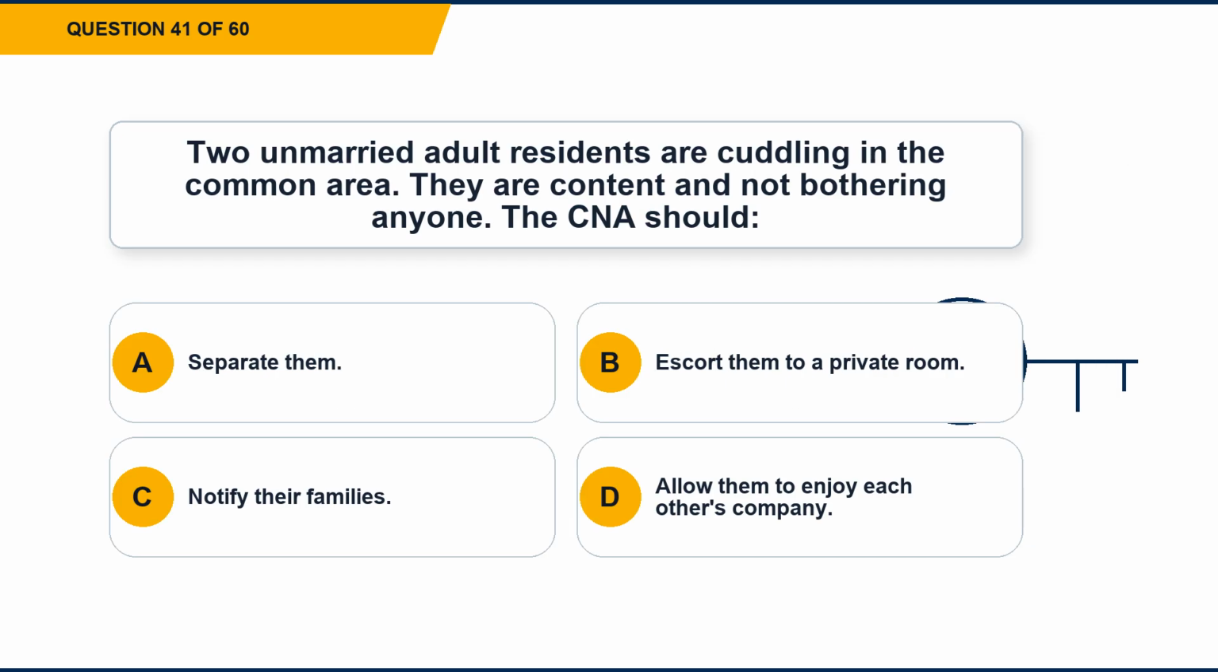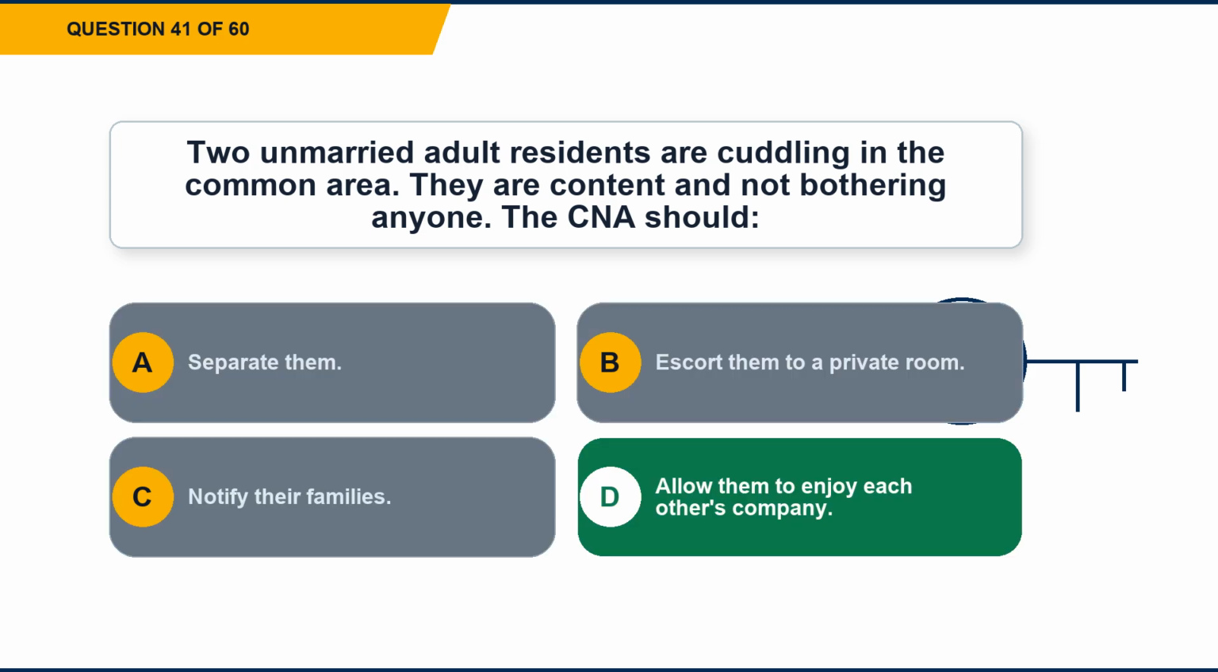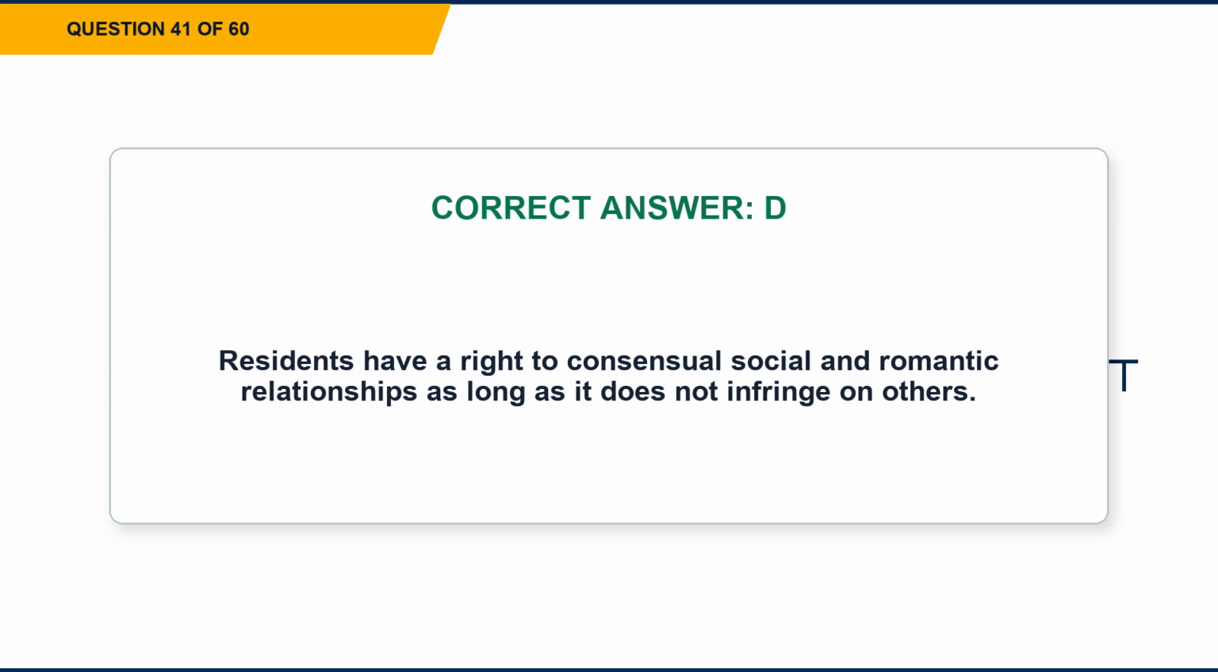Question 41. Two unmarried adult residents are cuddling in the common area. They are content and not bothering anyone. The CNA should: Option A, separate them. Option B, escort them to a private room. Option C, notify their families. Option D, allow them to enjoy each other's company. The correct answer is option D, allow them to enjoy each other's company. Explanation. Residents have a right to consensual social and romantic relationships as long as it does not infringe on others.